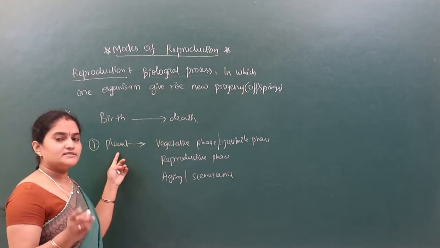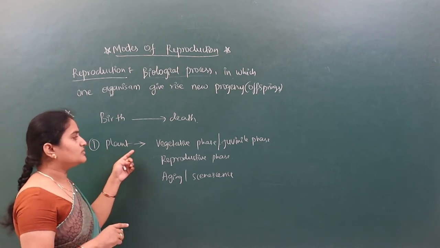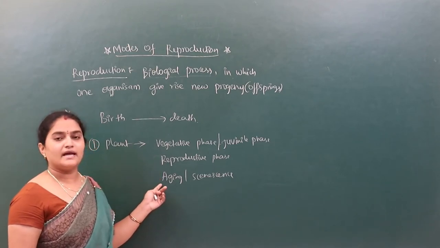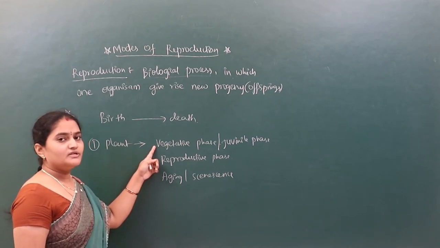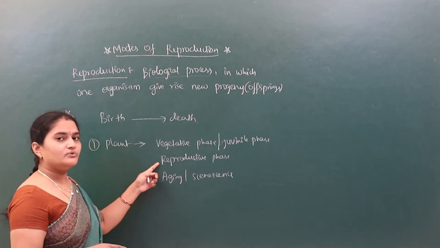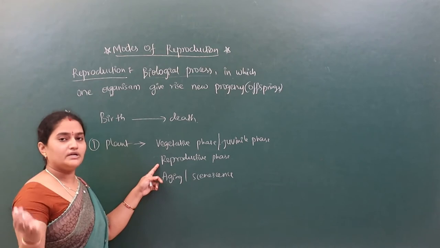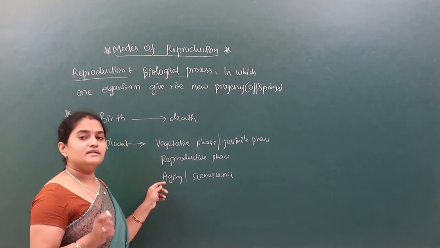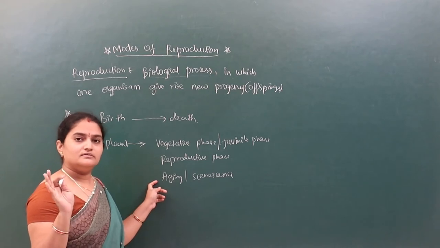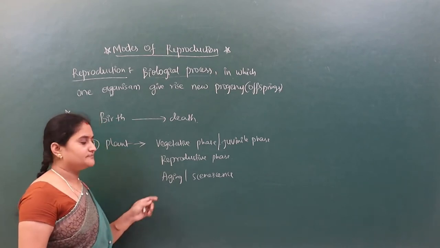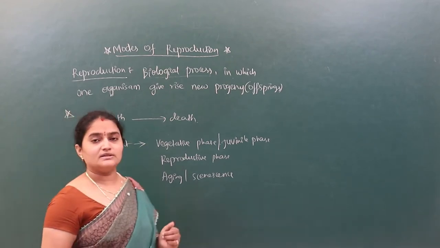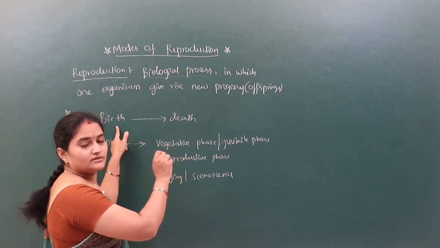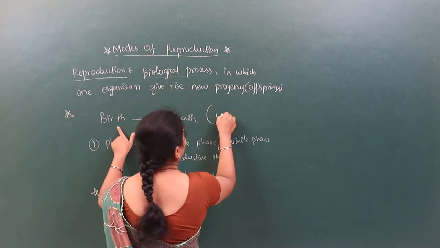So any plant, once it is born, has to undergo three phases. The first one is the vegetative phase, the next is the reproductive phase, and the last is aging or senescence. So it will enter the vegetative phase, and after that the reproductive phase. At the reproductive phase, they give rise to new individuals. After that, it enters aging and senescence, and the plant will give up life, that means it will undergo the death process. So from birth to death, this is called the lifespan or life cycle.